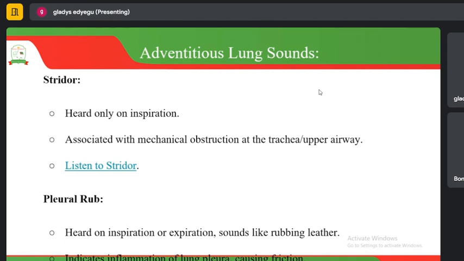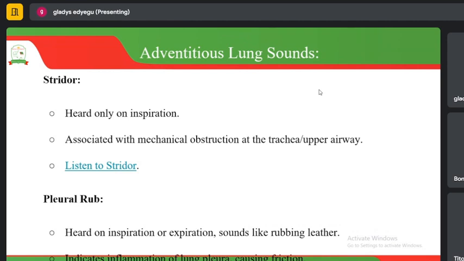For the case of stridor, you find it's heard on inspiration, and this one happens more in children and also when someone has a foreign body. So it is associated with mechanical obstruction at the trachea, especially at the upper airway. You can listen for it and you can hear it. When you hear stridor, there is a sound.